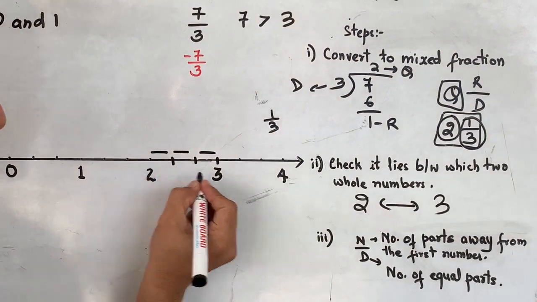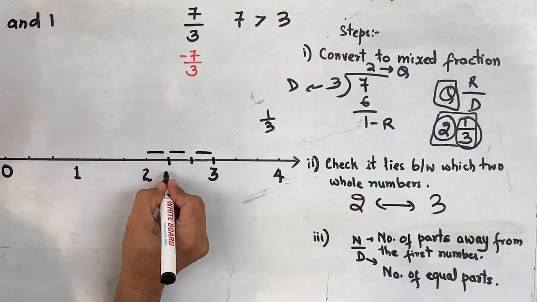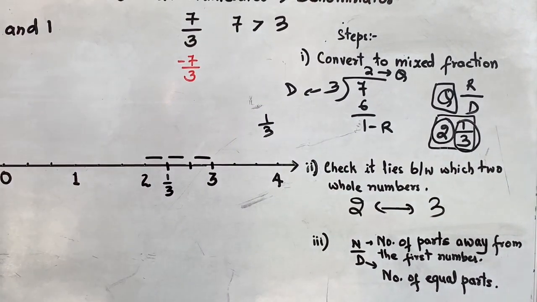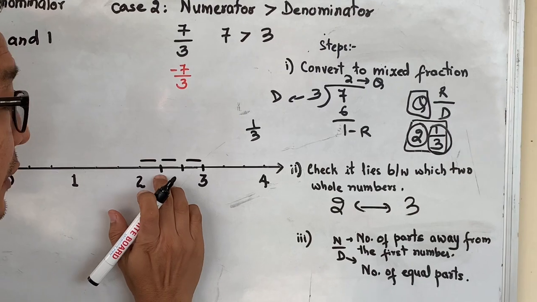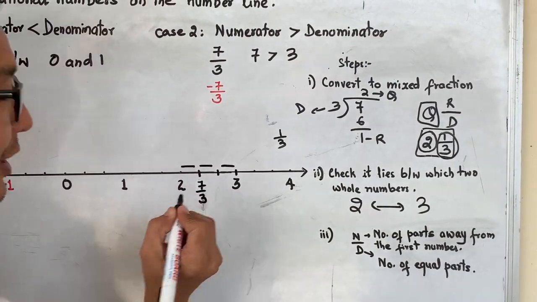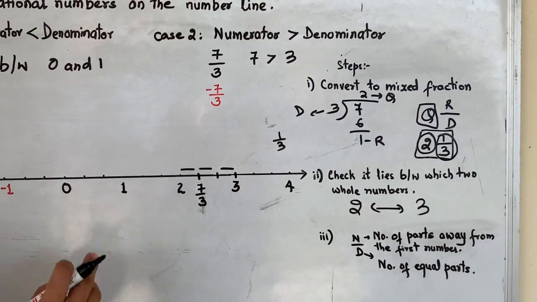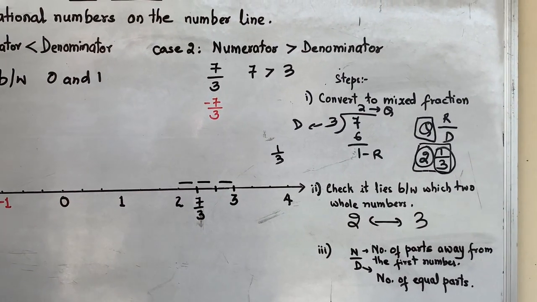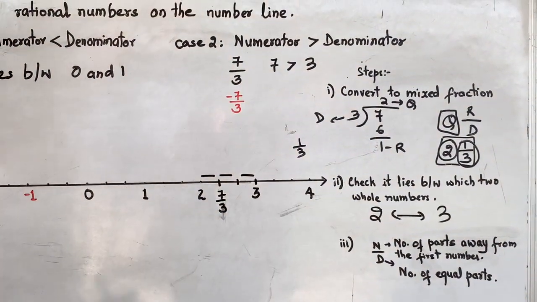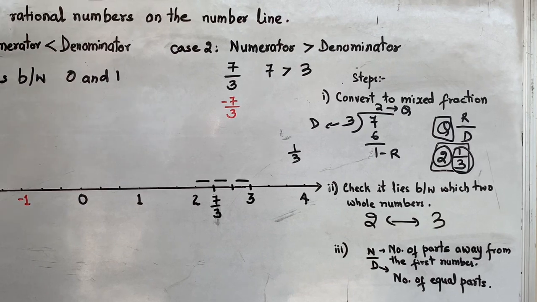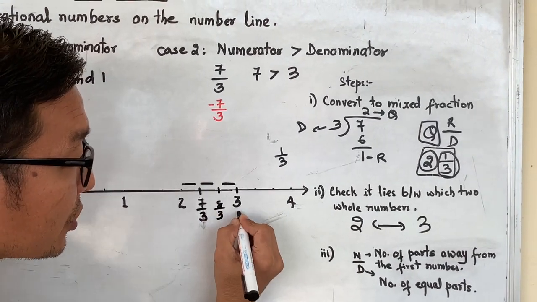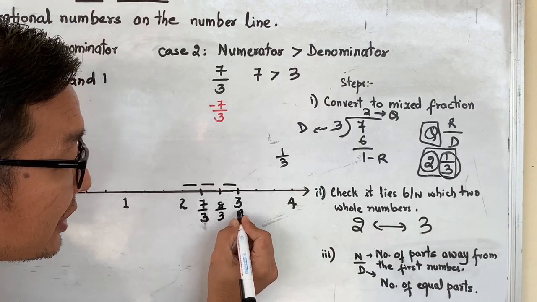First number 2, second number 3, so the 1 upon 3 is also called 7 upon 3. So 7 upon 3 is the number. Next, 8 upon 3, then next 9 upon 3. So 8 upon 3, and 9 upon 3: 3 times 3 is 9.